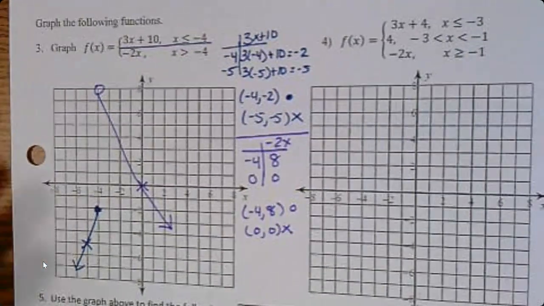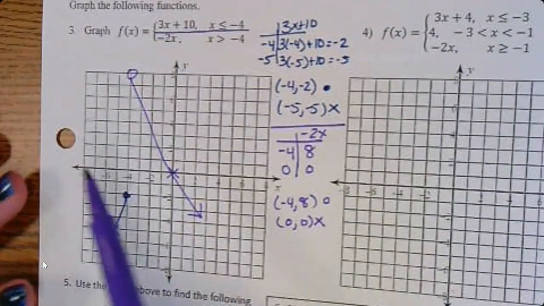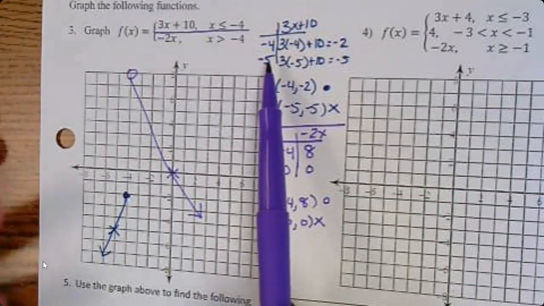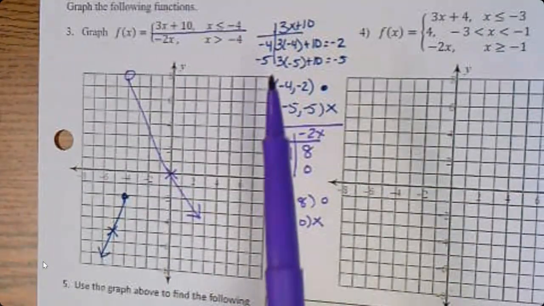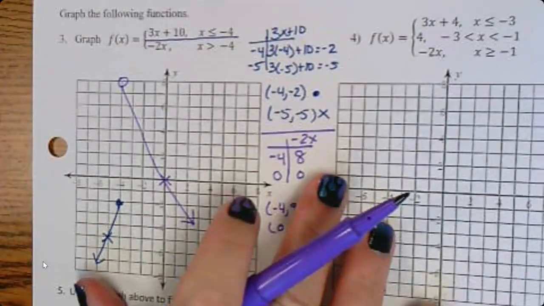And there we go. Remember, your graph should not cross. If they do, my advice is come back here to that first equation and make sure you did pick a number that was less than negative 4. That would be the first place I would look. Okay.